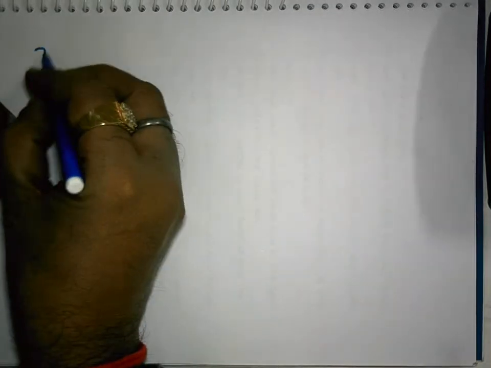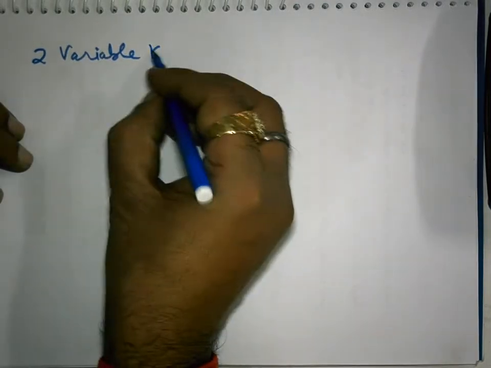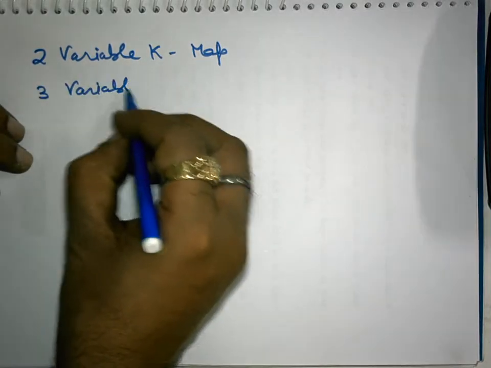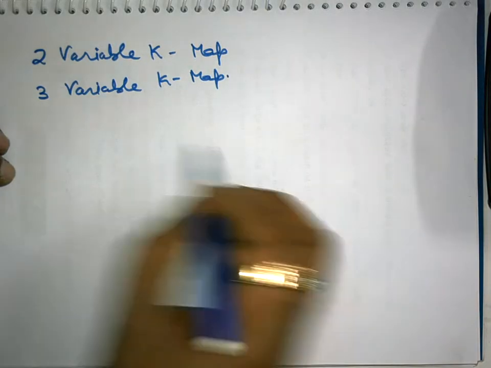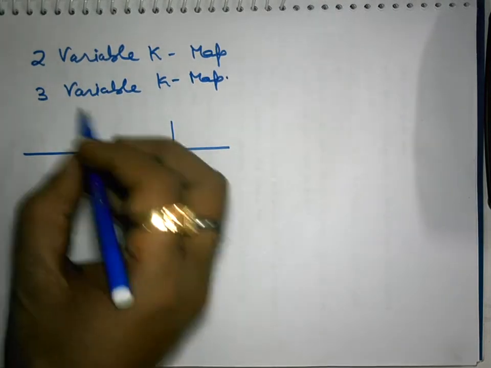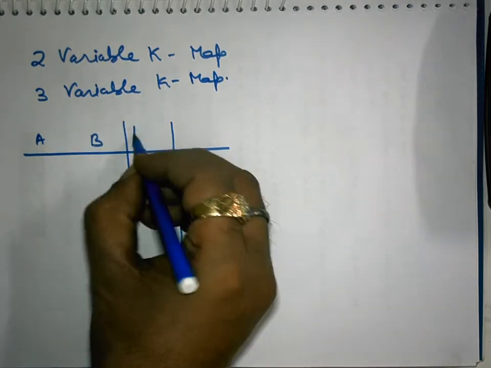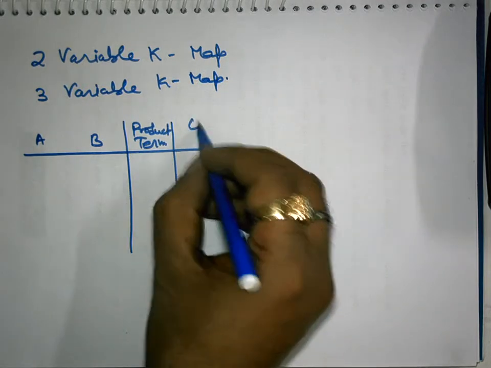So let us start. So far we have discussed the two variable K map and three variable K map. And just as an example of two variable K map, we have seen a truth table in which inputs were A, B and the product term, if you write down, and output.